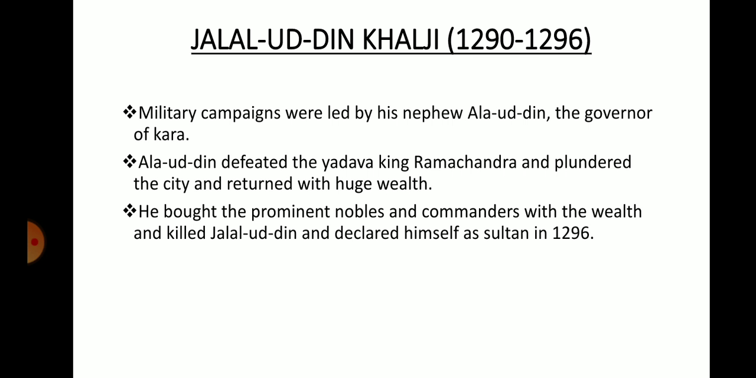So with that huge wealth, he won over the important nobles and commanders, and he killed Jalaluddin, the founder of the Khilji dynasty, and he became the Sultan in 1296. Okay, so what happened? After defeating the Yadava king Ramachandra, he plundered great wealth, and using the wealth, he bribed the nobles and commanders of Jalaluddin's dynasty, and he killed the king to become the next king.